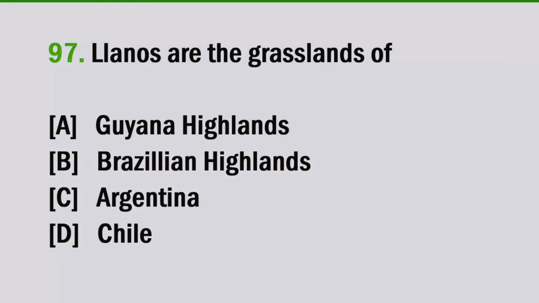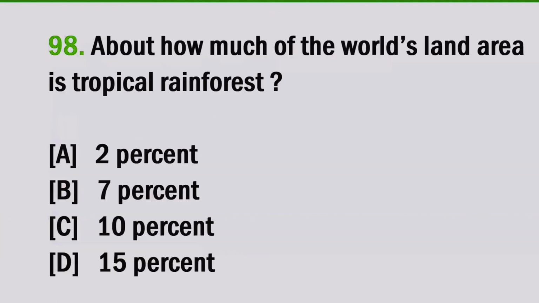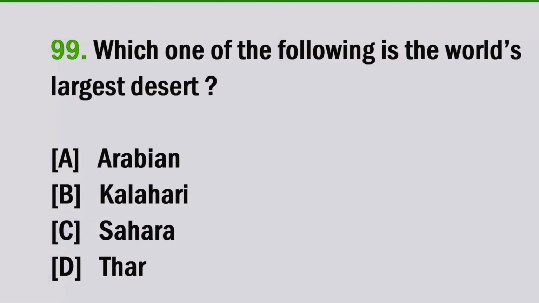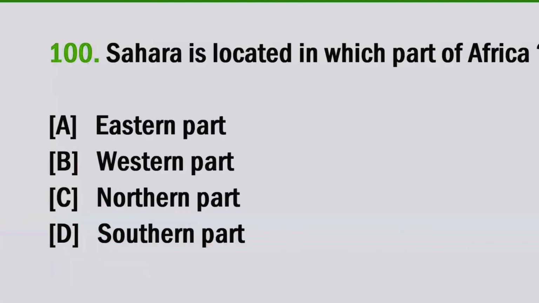Llanos are the grassland of. Answer D. Chile. About how much of the world's land area is tropical rainforest? Answer B. 7%. Which one of the following is the world's largest desert? Answer C. Sahara. Sahara is located in which part of Africa?